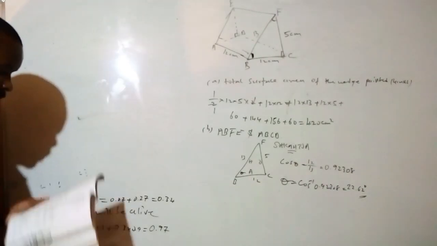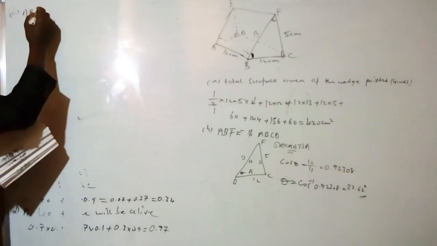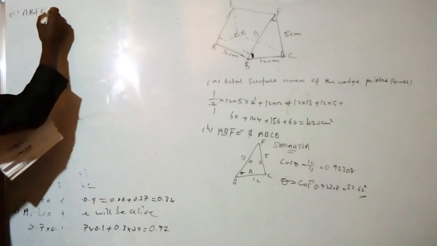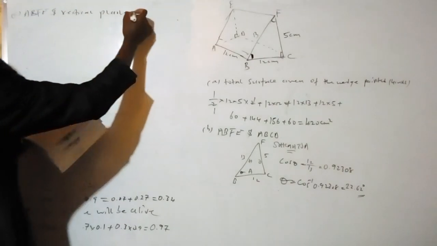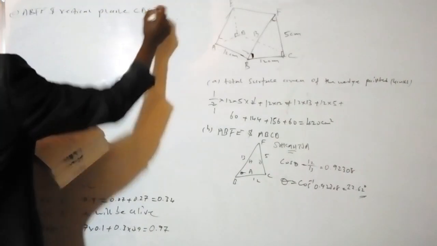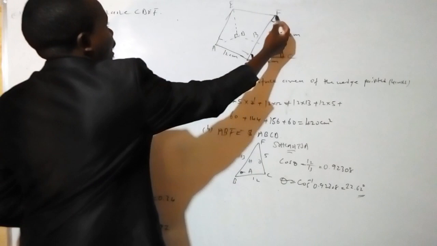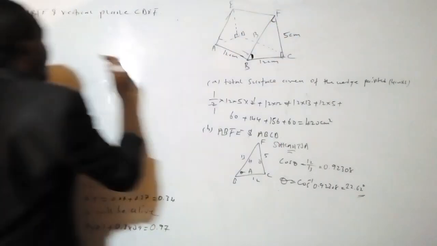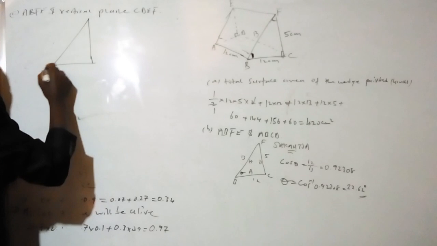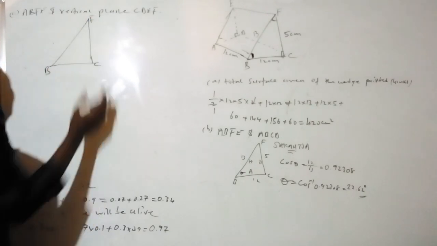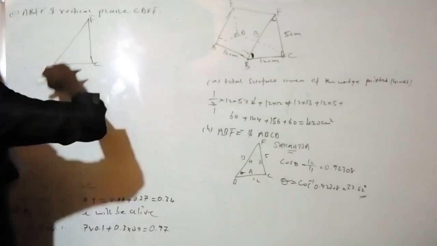The angle between the slanting plane, this is ABFE, and the vertical plane CDEF. So it's this face and the other side. Again, we are going to extrapolate. BFC. BF represents ABFE. Yeah, correct. That line BF represents ABFE, that face.